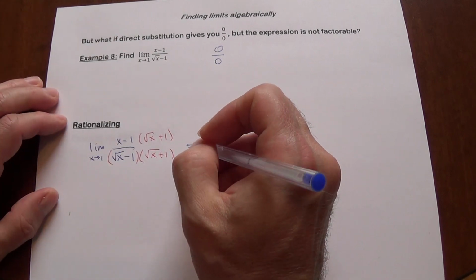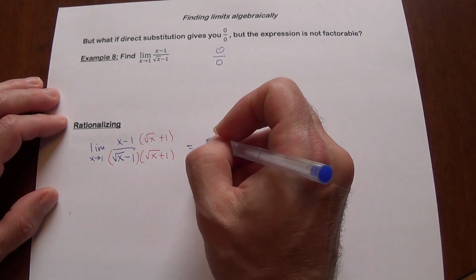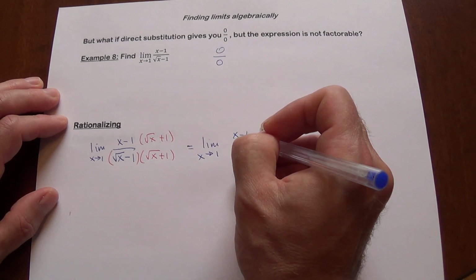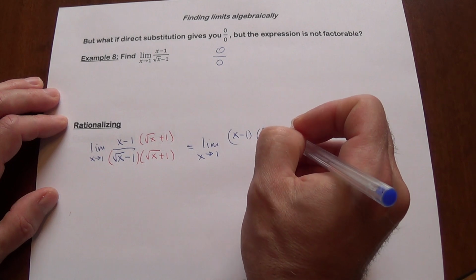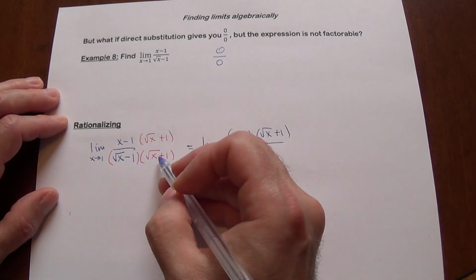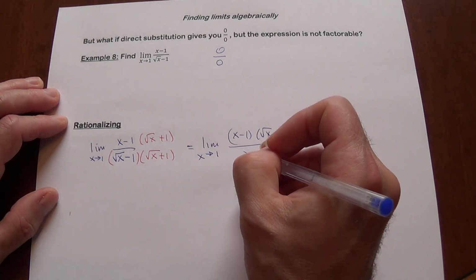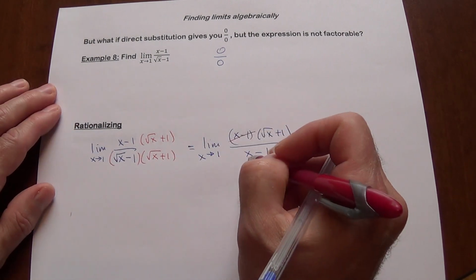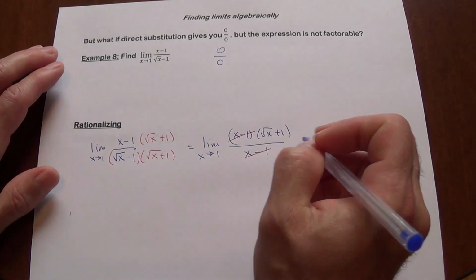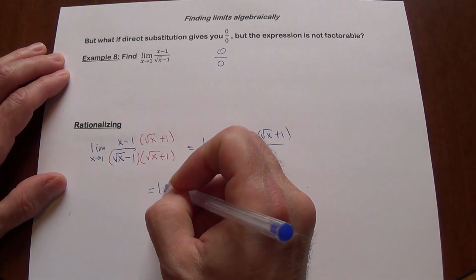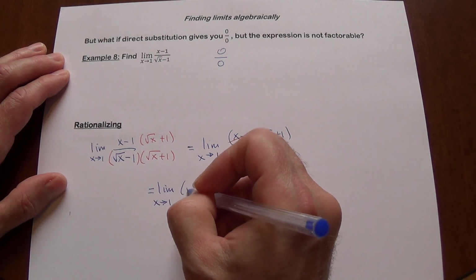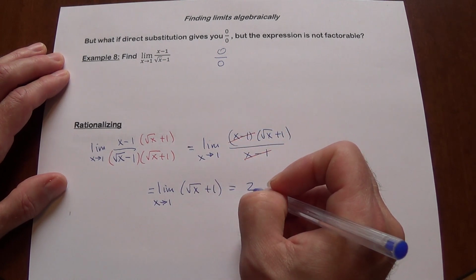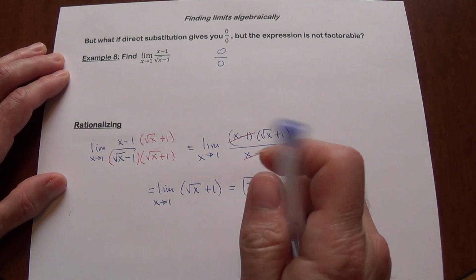And what it's going to do is give you a difference of squares. The limit as x approaches 1 of (x minus 1) times (square root of x plus 1) over... it's the difference of squares, so it's going to be x minus 1. And now x minus 1 on top and x minus 1 on the bottom can cancel. We are going to get the limit as x approaches 1 of square root of x plus 1. And now direct substitution works, and we are going to get 2.